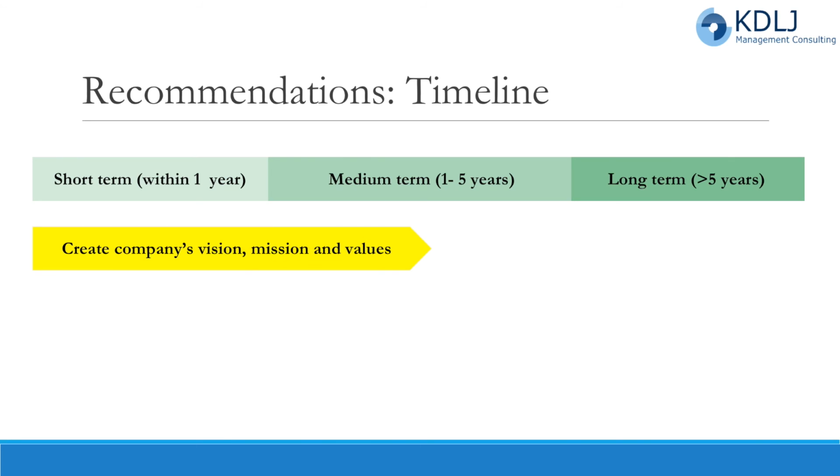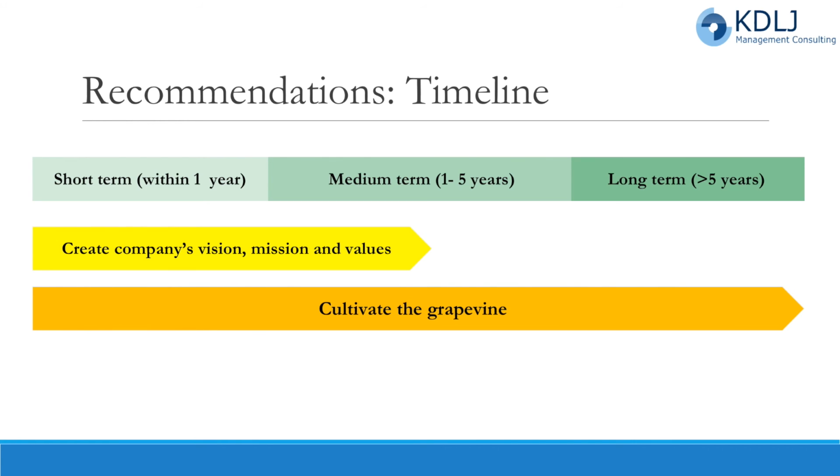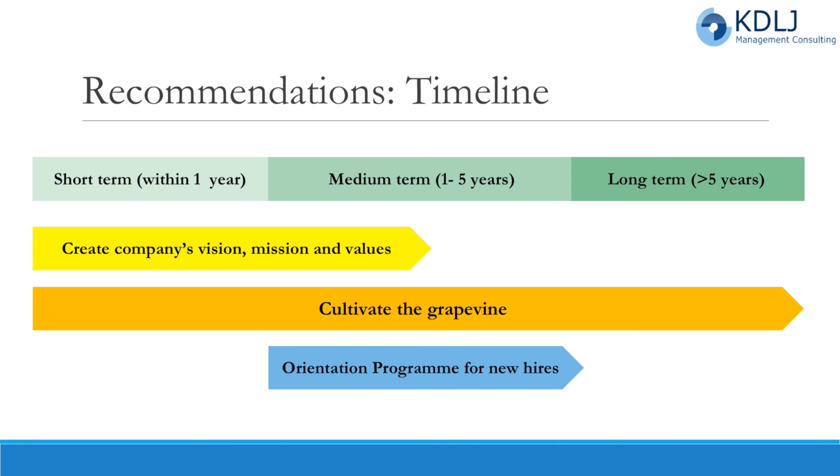This is our proposed timeline for our recommendations. Firstly, we strongly recommend Hasbro to start crafting their company mission, vision, and values within 6 months once everyone fully understands the organizational structures and intended strategies. Cultivating the grapevine, on the other hand, requires an immediate action, but an ongoing management process within the organization. Thirdly, developing an effective orientation program requires a tremendous amount of time and effort. Therefore, we suggest to put this into practice approximately after 1 year.